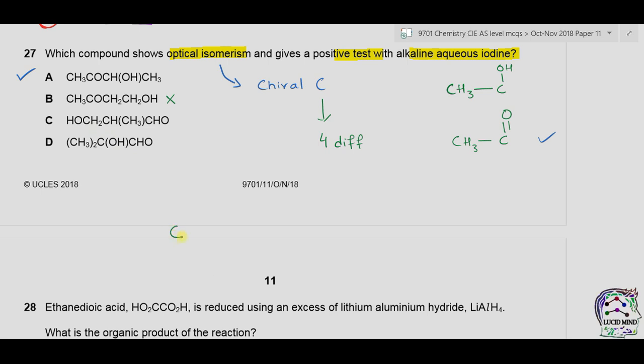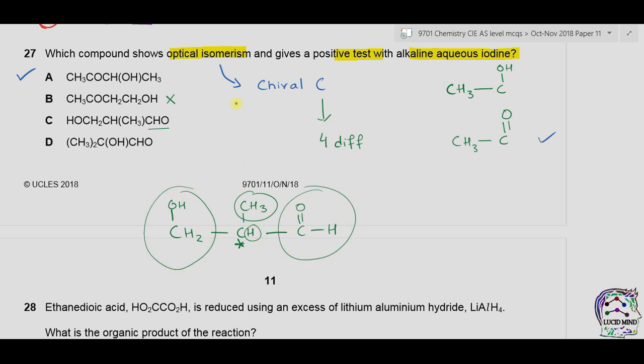C is an alcohol. We have CH2, OH, then CH with CH3 as substituent, and then we have an aldehyde. Now we can see that this carbon is a chiral carbon as it is attached to 1 hydrogen, 1 CH3, this group and this group, so it will give an optical isomer. But there is no CH3 present with the OH carbon or carbonyl carbon, so it will not give a positive test with alkaline aqueous iodine.